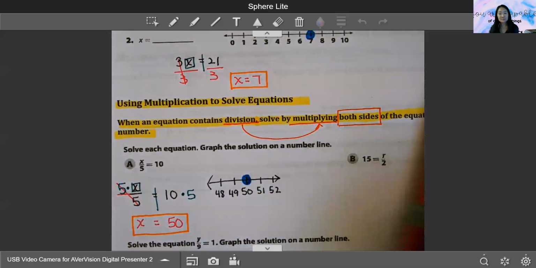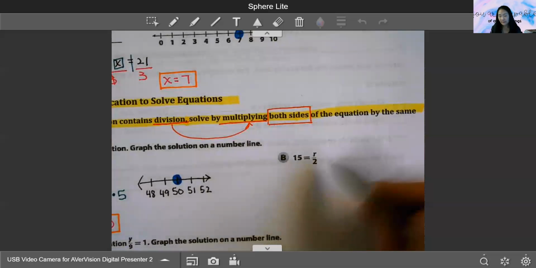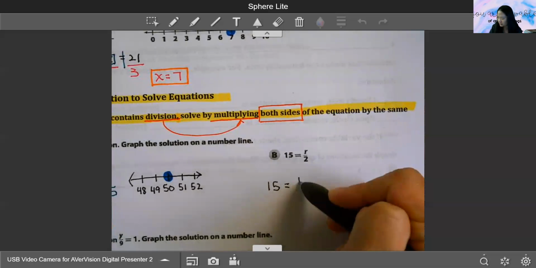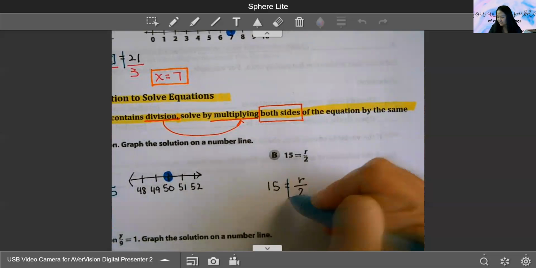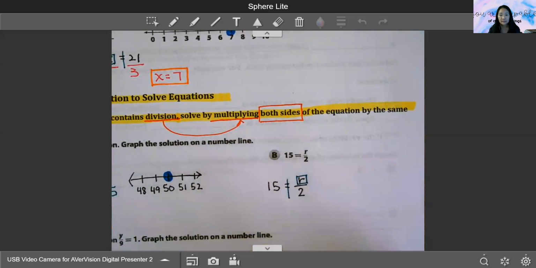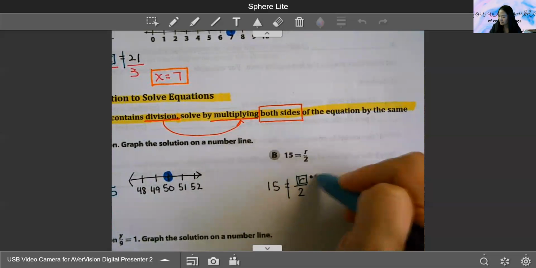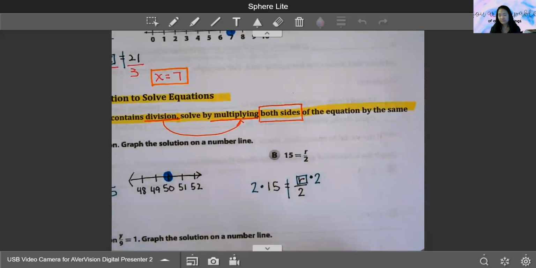Okay, next one. 15 equals r divided by 2. 15 equals r divided by 2. Draw the line, box the variable. Now, to get rid of this 2, since this is r divided by 2, you're going to multiply by 2, and also multiply by 2 here.